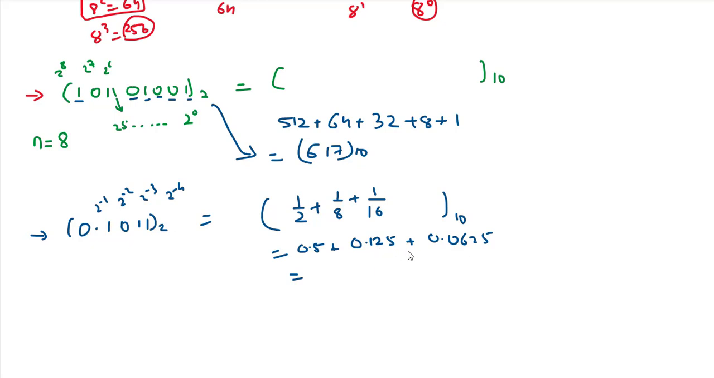So by adding, we'll get 0.5 plus 0.125 will be 0.625. 0.625 plus 0.0625 will give us the answer as 0.6875. So this is the decimal equivalent of this number. So you can convert even an integer number and even a fractional part also.